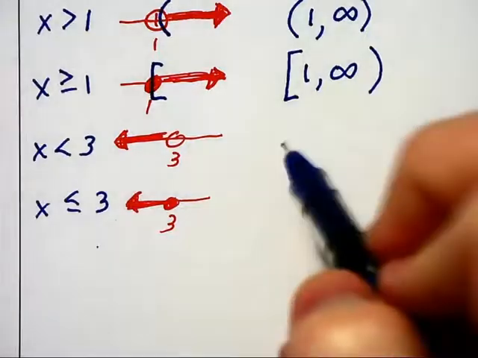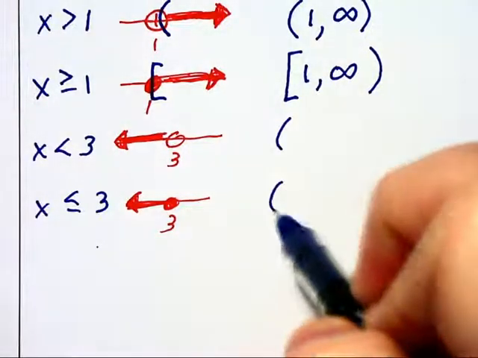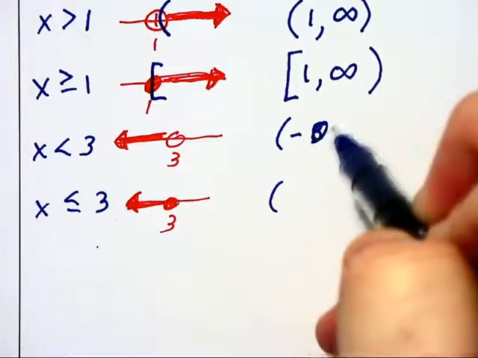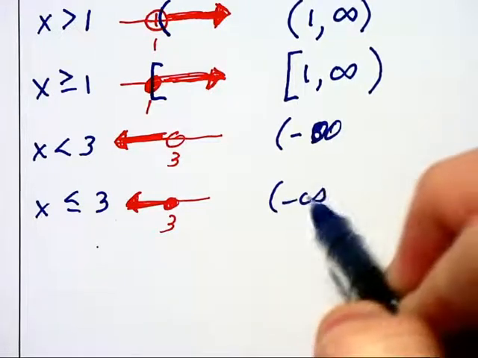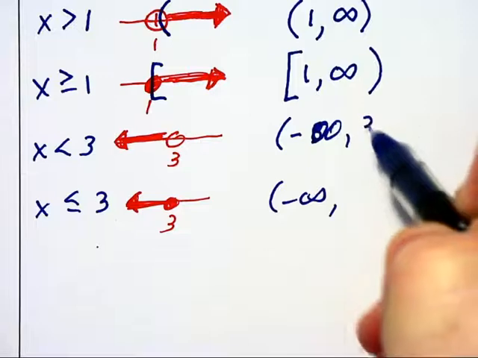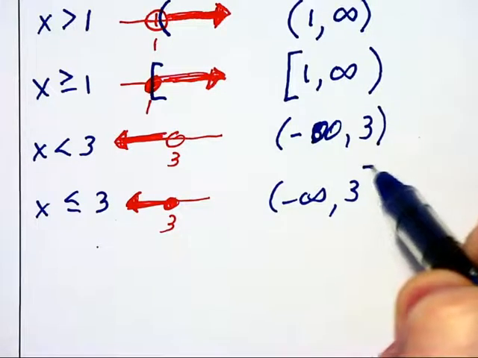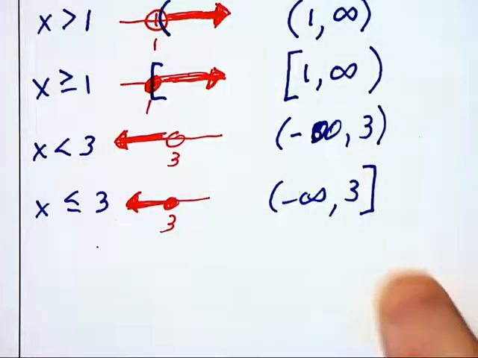In interval notation, both of these graphs would start at negative infinity, not negative 3, and would go up to 3. But with the first graph, we will use a parentheses, and the second graph, we will use a bracket to denote the inclusion of that right-hand endpoint.